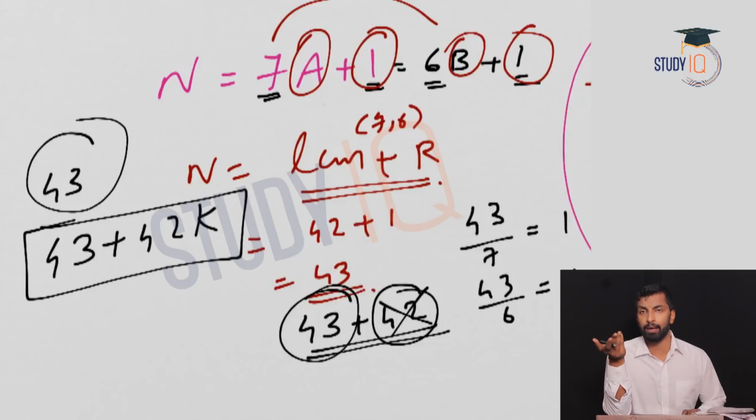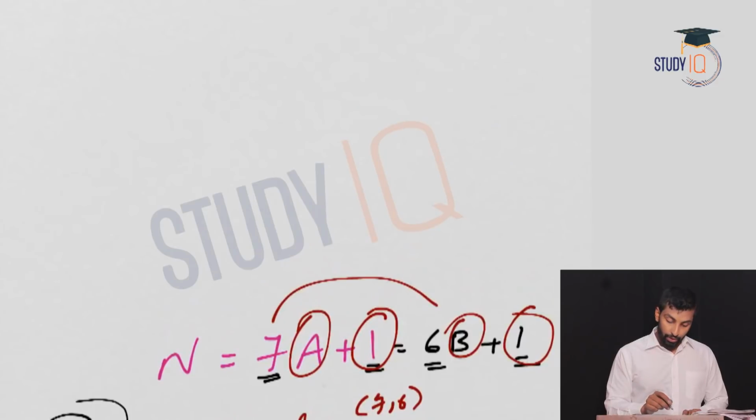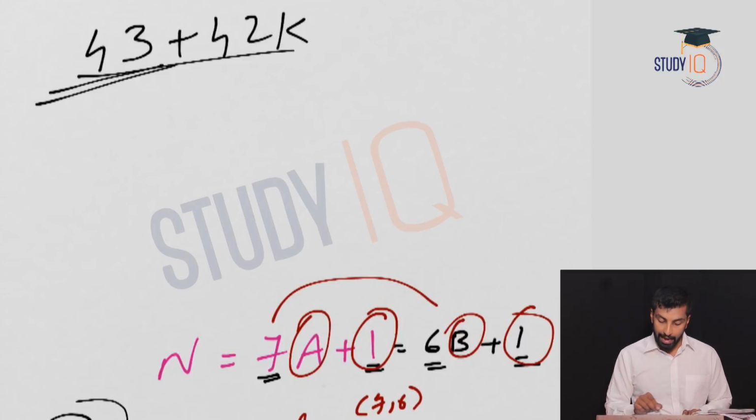So how will you make a question? A number which when divided by 7 leaves a remainder 1, and when divided by 6 also leaves a remainder 1. What is the first possible number? Or I can ask you what is the 10th possible number. I know the first possible number is 43. So how will you find the 10th possible number? I know this is going to make an AP with a common difference 42.